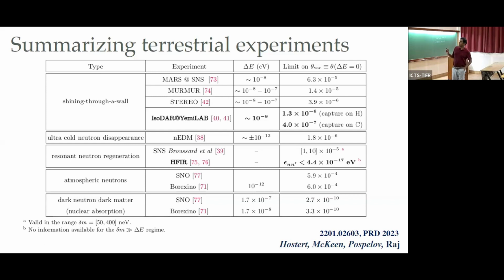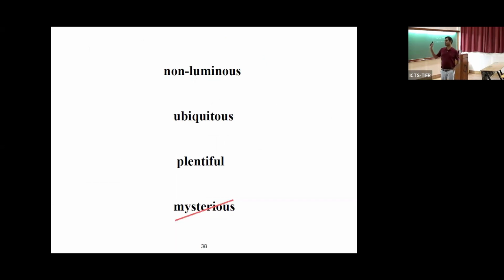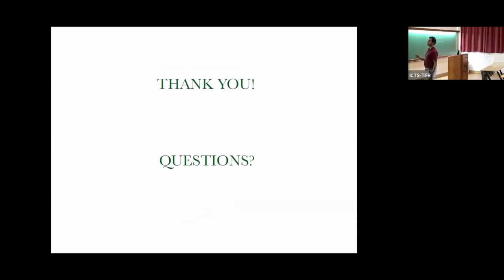Okay, so I'm very close to my time. I usually show this when I give dark matter talks, just to say that dark matter is non-luminous, ubiquitous, plentiful, but everybody is making valiant efforts to look for it, and one cannot help feeling hopeful that pretty soon it will stop being mysterious, and then we'll start to learn what it really is. Okay, I'll just end there, and I'm happy to take questions.